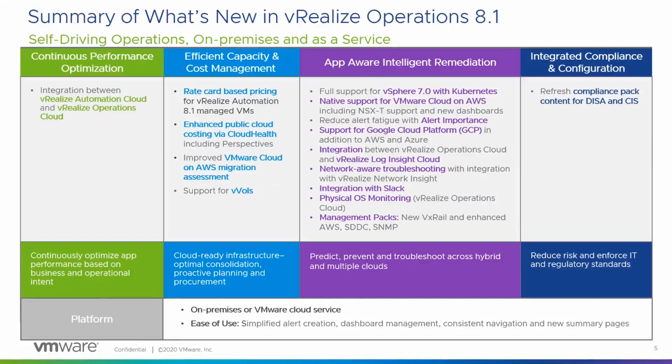And then in 8.1, we've got full support for vSphere 7 with Kubernetes. And we have a couple of slides where we're going to talk about that. We've got support for Google Cloud Platform. There's support for virtual volumes, new integrations between vRealize Operations Cloud and vRealize Log Insight Cloud and Automation Cloud, integration with Slack, integration with vRealize Network Insight, the ability to monitor physical OSs, costing of vRealize Automation projects and virtual machines through rate cards, plus a number of usability enhancements such as new summary pages, simplified alert creation workflow, improvements to alert notification, and better dashboard management.